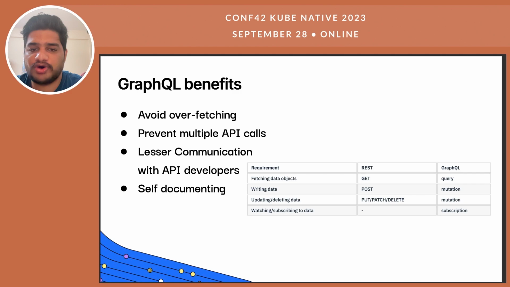Here is a small chart showing how GraphQL and REST API would look. In REST API, you have GET. For the same, you have queries in GraphQL. For writing data, you have POST in REST. You have mutations for writing and updating data in GraphQL. And you have subscriptions for watching or subscribing to data, which does not have a very clear analogy or parallel in REST APIs.